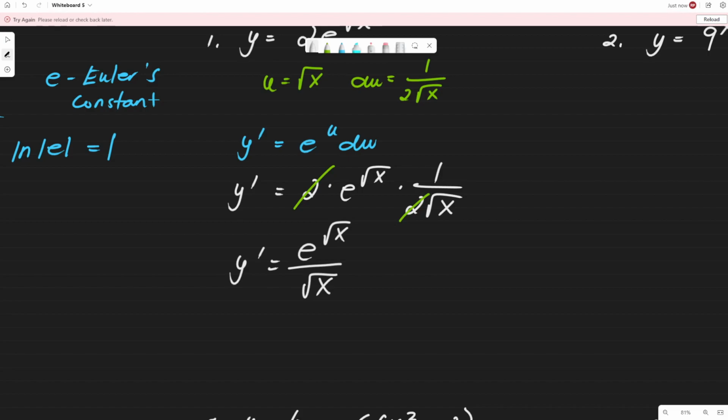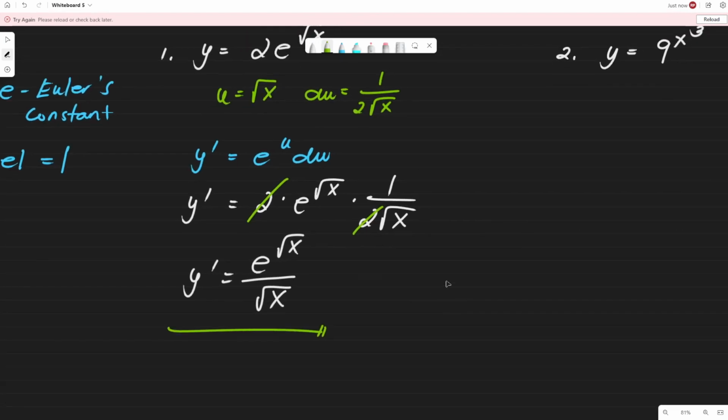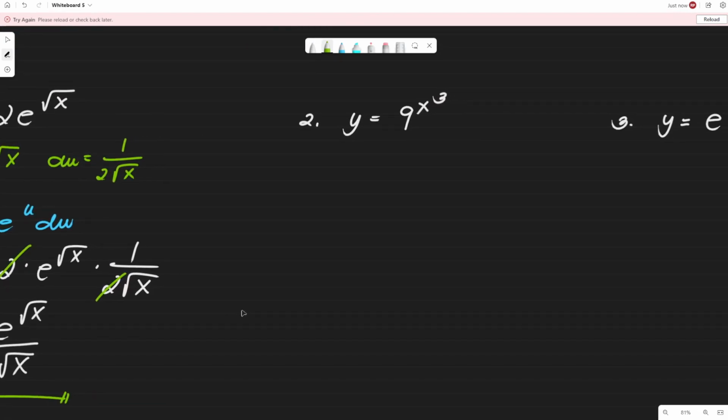Okay, this is our answer, basically. Then we have number 2. So we have y is equal to 9 raised to x cube. So this is in the form of k raised to u. So we'll have u is equal to x cube, basically. du is 3x squared, di ba? So just applying the formula.